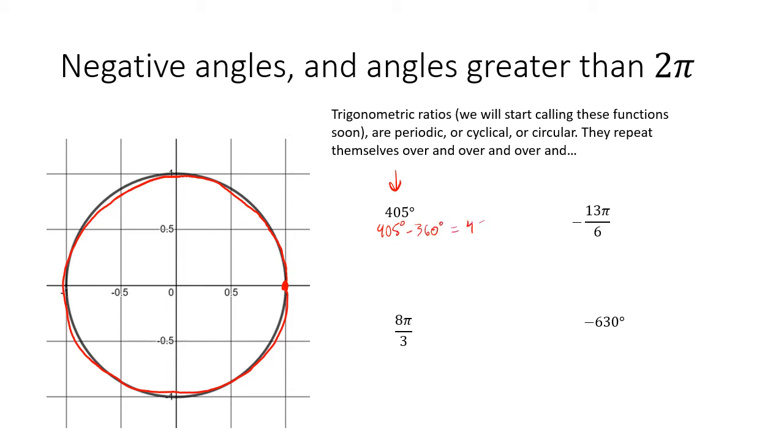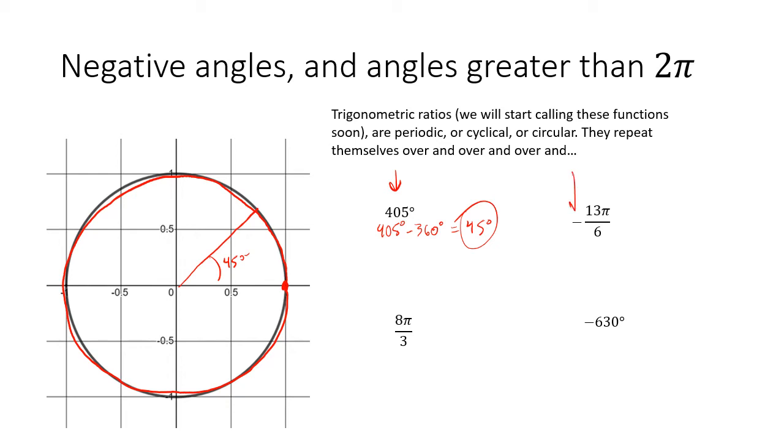And what do we get? We get 45 degrees. So this right here is a 405-degree angle, basically. I mean, this is a 405-degree angle, but for our calculation purposes, it's effectively a 45-degree angle. So this is just a 45-degree angle, and we can find all the trig ratios for a 45-degree angle. So when you see an angle greater than 360 degrees or greater than 2 pi, that's how you deal with that.